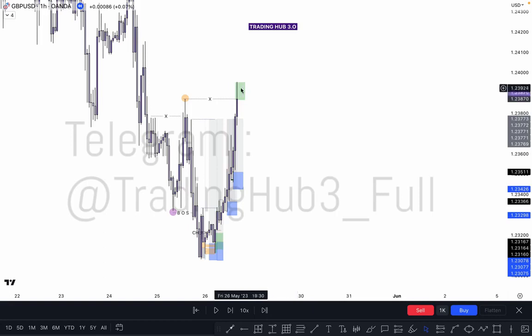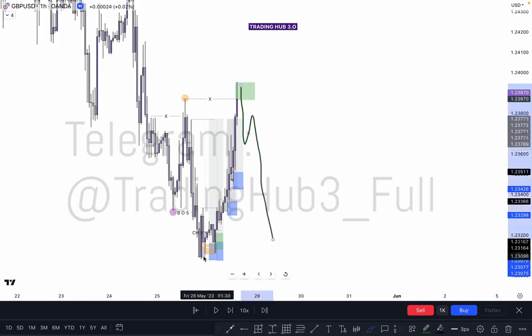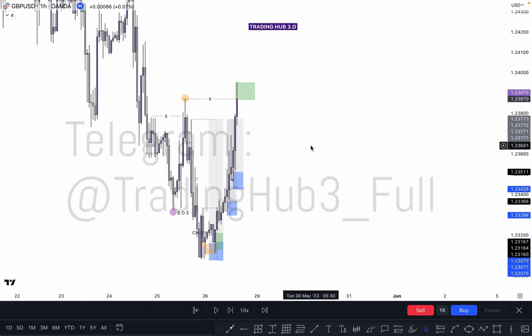Okay, so this is an aggressive entry here for the sell. But if you want a little bit more confirmation, then you can wait for a candle close here and third candle mitigation and then sell, right? And this is your final target because this is a bearish trend. Okay, so let's see what happened next here.